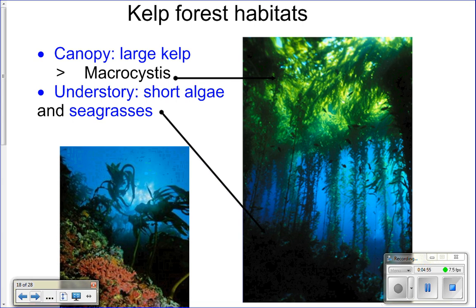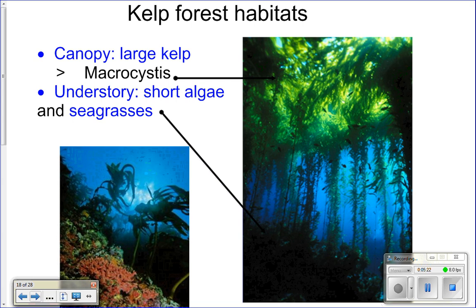So these kelp will attach to the hard surface, and then they start to grow. And when they grow, they form two divisions in the kelp forest, two general habitats: the canopy and the understory. The canopy is made up of the big giant kelp, and it's the top part, and I'll show you a drawing here in a minute. And then the understory is everything underneath that.